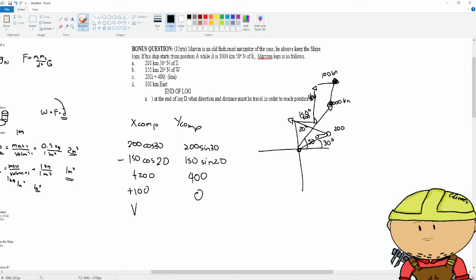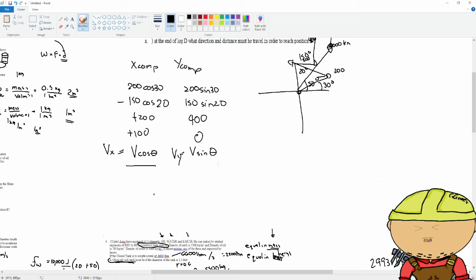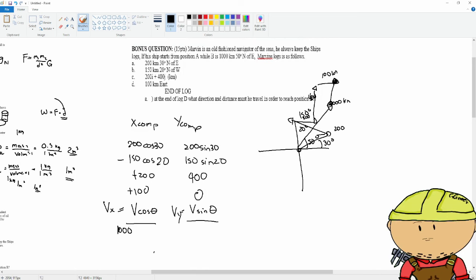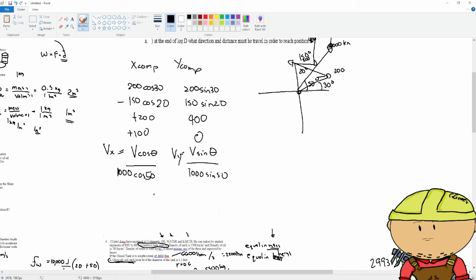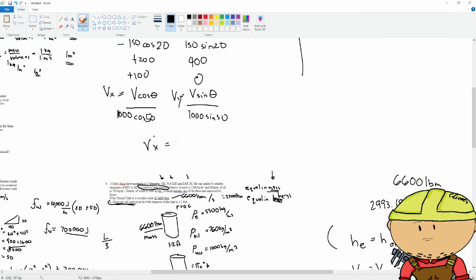Let's just do V cosine theta plus V sine theta, for Vx and Vy. Okay, vector X and vector Y. For the resultant, it's 1,000 cosine 50 and 1,000 sine 50. For Vx, it's 1,000 cosine 50 minus 100 minus 200 plus 150 cosine 20. I'm just writing down the algebra of the stuff. Minus 200 cosine 30.